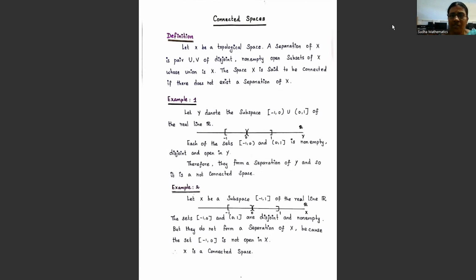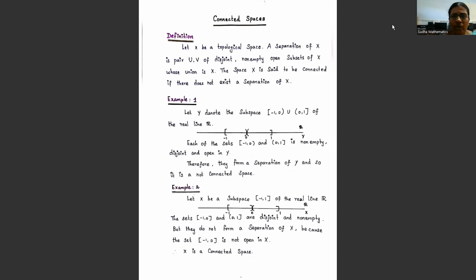A separation of X is a pair U, V of disjoint, non-empty open subsets of X whose union is X. So what is the separation of a topological space? It is a pair of disjoint, non-empty open subsets of X whose union is the space. Now the space X is said to be connected if there does not exist a separation of X. So you can say a space to be connected if it has no separation at all.